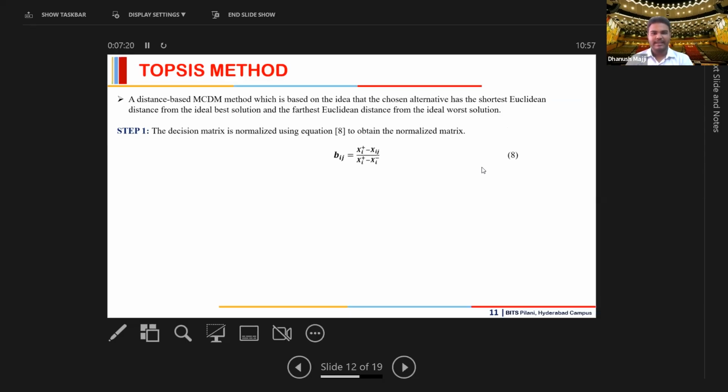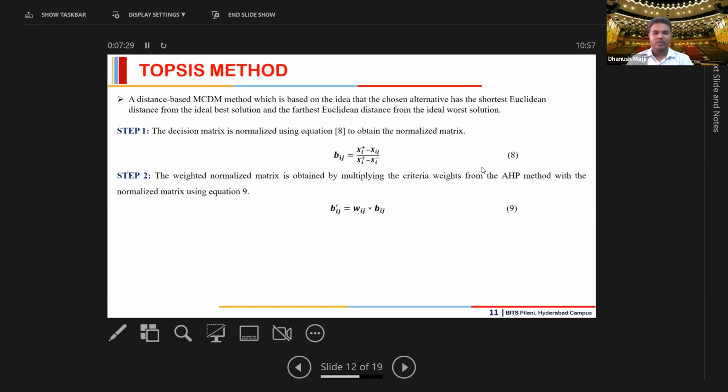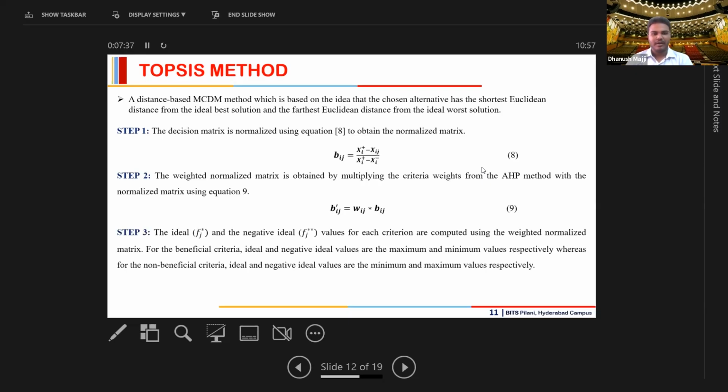So in step 1, we'll calculate the normalized matrix with the help of the decision matrix, which we have seen earlier. So from there, we'll calculate the weighted normalized matrix with the help of the weights obtained from the AHP method using equation 9. Using this weighted normalized matrix, we'll calculate the ideal and negative ideal values for every criterion. For beneficial criteria like CV value and BTE, the ideal and negative ideal values are the maximum and minimum values respectively, whereas for the non-beneficial criteria like emission parameters, the ideal and negative ideal values are the minimum and maximum values respectively.